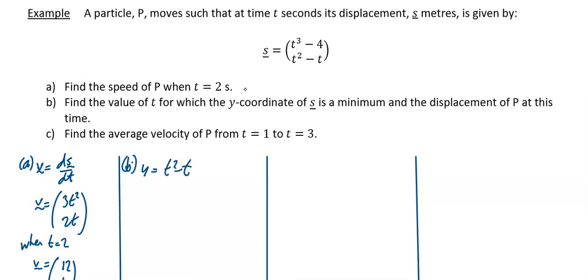So if you see words like minimum, maximum, turning point, anything like that, you're really thinking about differentiating. So we're going to do dy by dt. So you're going to get 2t minus 1, and then what you're going to do is put whatever you've just found equal to 0. So 0 equal to 2t minus 1, which means 1 is equal to 2t, which means t is equal to 1/2.